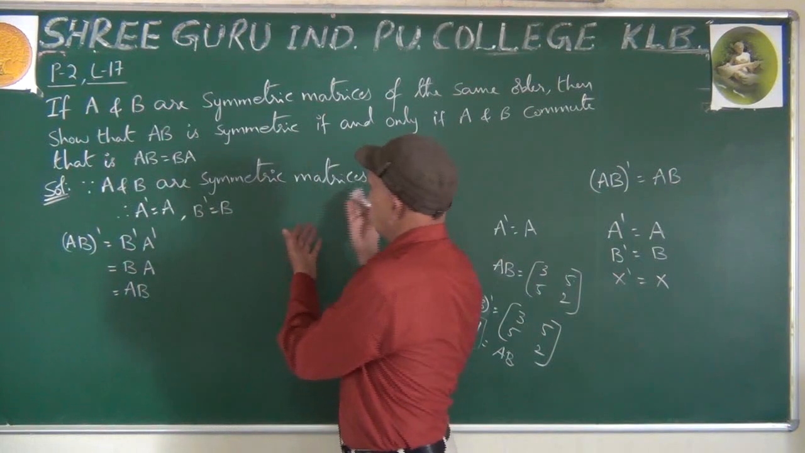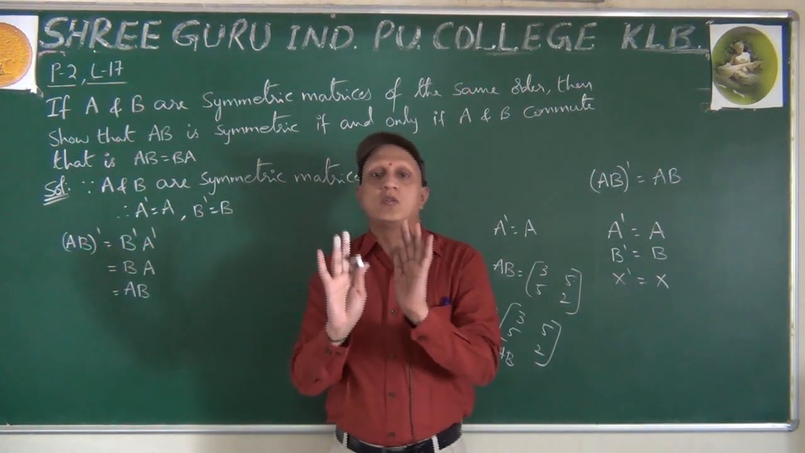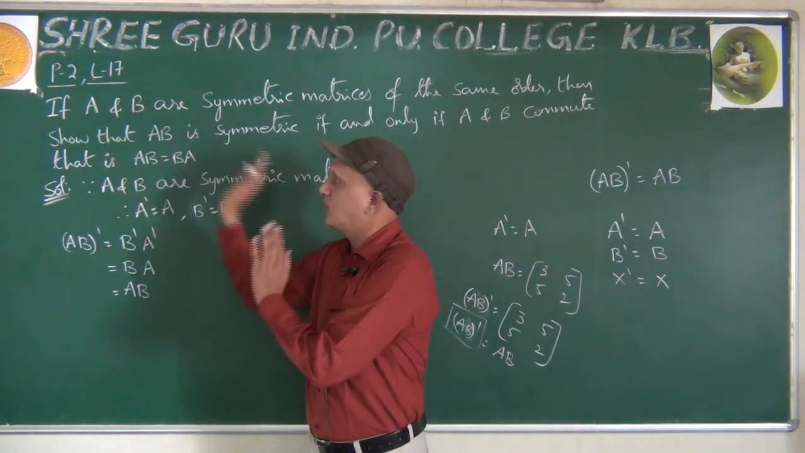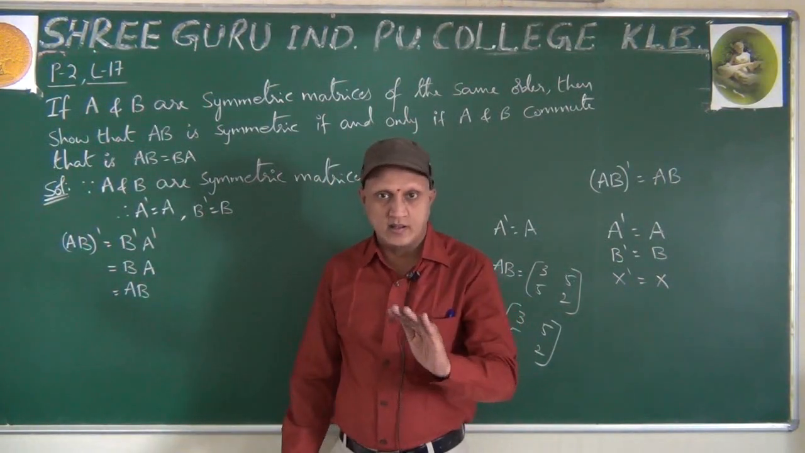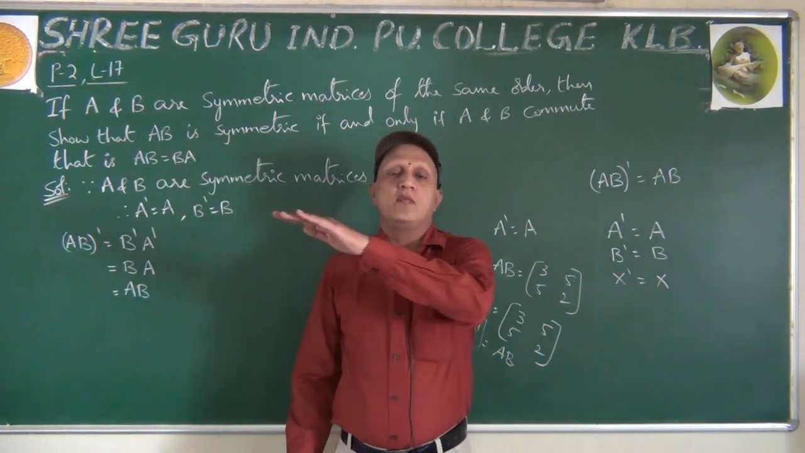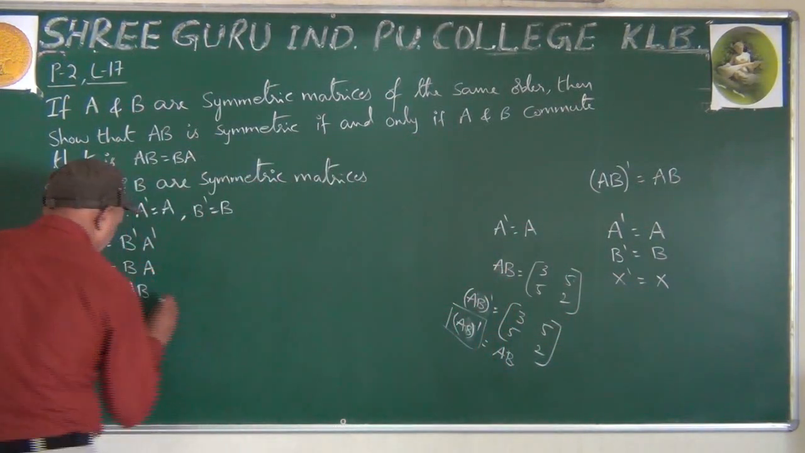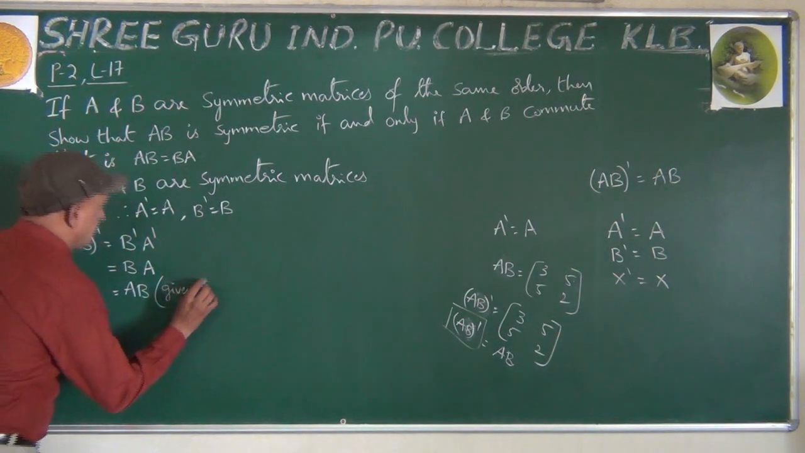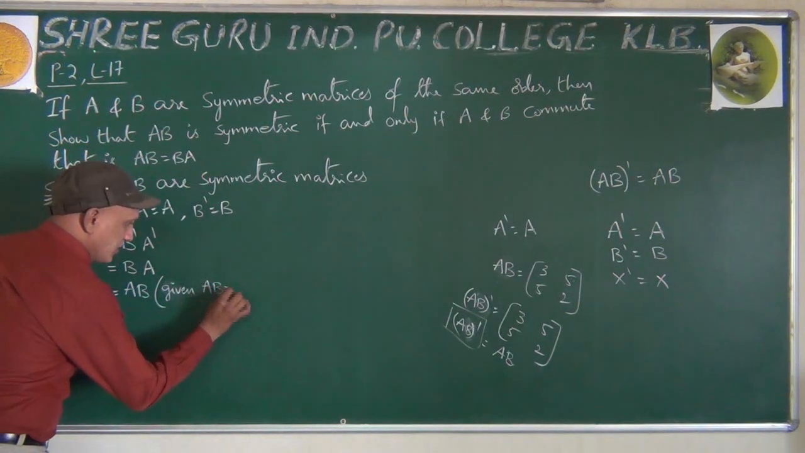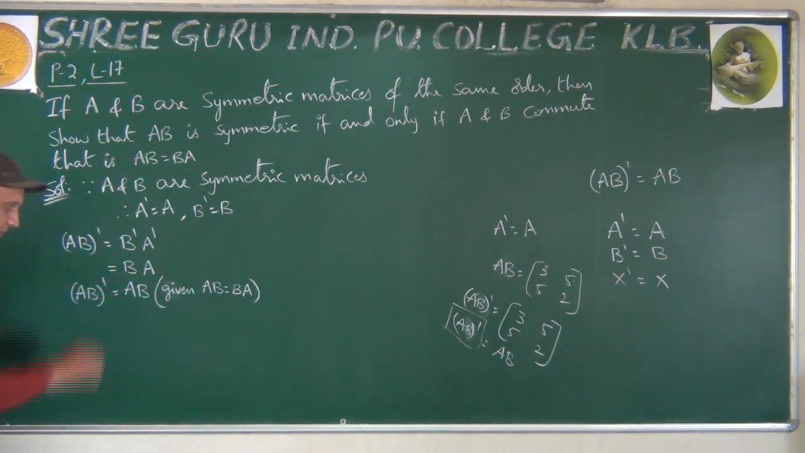In the question they gave, see. In the question only they gave that AB equal to BA. For this question you consider AB equal to BA. That's why we have taken. Otherwise, in general, in the matrix chapter, AB will not be equal to BA. Since it is given, AB equal to BA or BA equal to AB, both are same. Therefore AB is symmetric. Answer over.